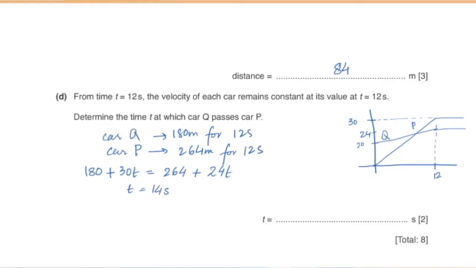So in total, from t equals 0, we are going to have 12 plus 14, and that's equal to 26 seconds for car Q to pass car P. So t equals 26 seconds. This is the amount of time which it takes car Q to pass car P.